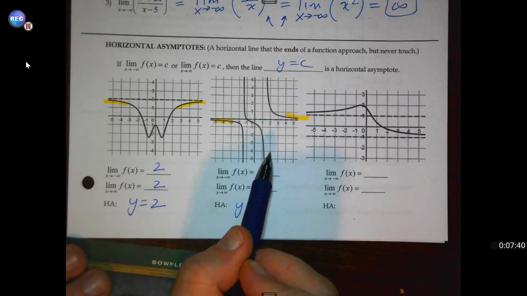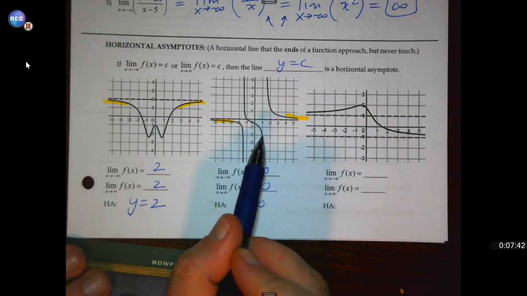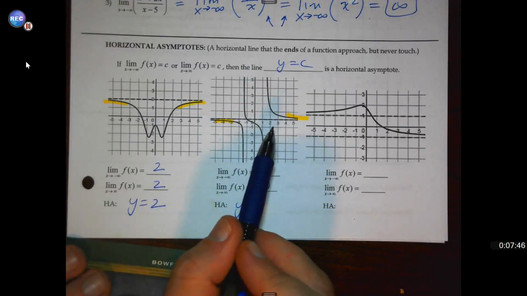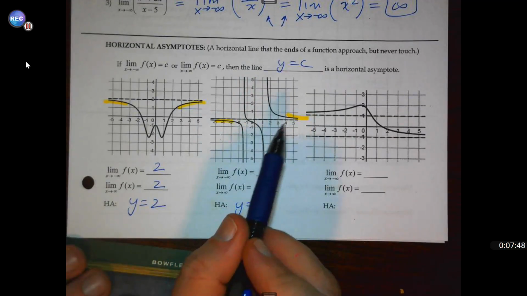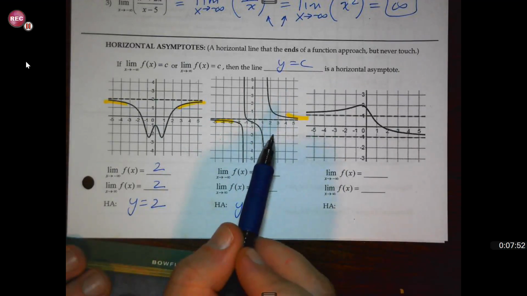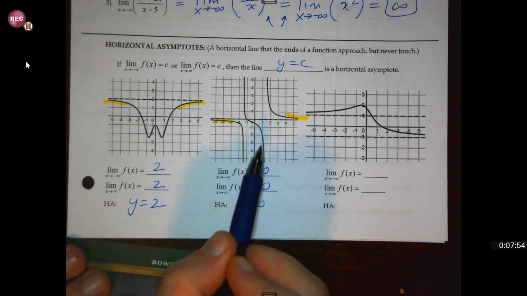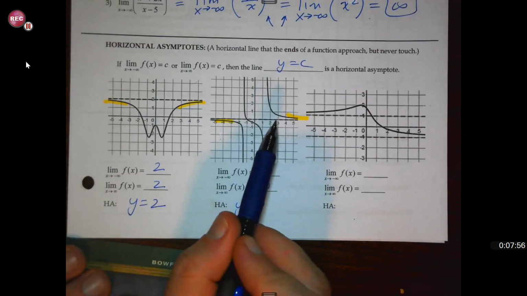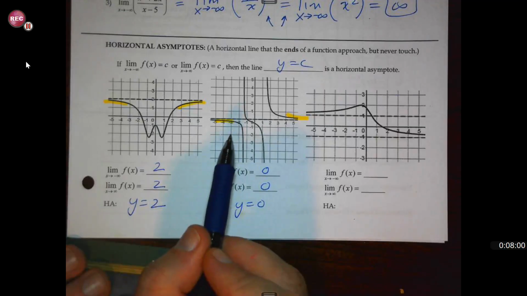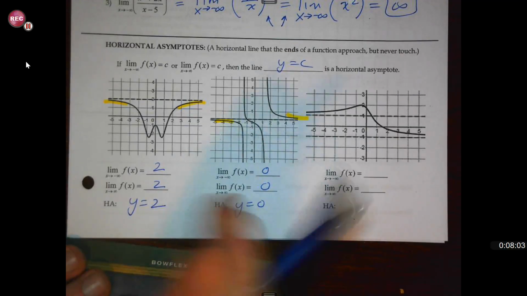Now don't get alarmed that this middle curve passes through the horizontal asymptote. The horizontal asymptote is just the line that the function gets close to on the ends of the graph. So if it crosses it in the middle, no big deal. It's just each end will get closer and closer and closer to it without ever touching it.